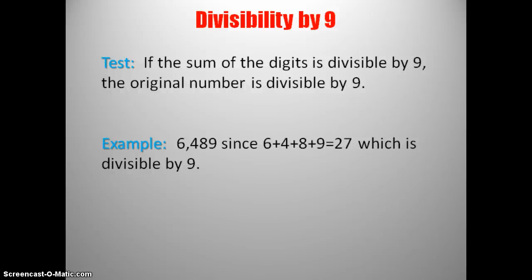Okay, now we have divisibility by 9, and this test is very similar to divisibility by 3. Here you sum up the digits, and if that sum is divisible by 9, then the original number is also divisible by 9. So in the example, 6,489, when you add the digits together, 6 plus 4 plus 8 plus 9, you get 27, and we know 27 is divisible by 9. But again, you can keep adding the digits together. If we weren't sure about 27, we could add 2 plus 7, and that gives us 9. We know that 9 is divisible by itself.